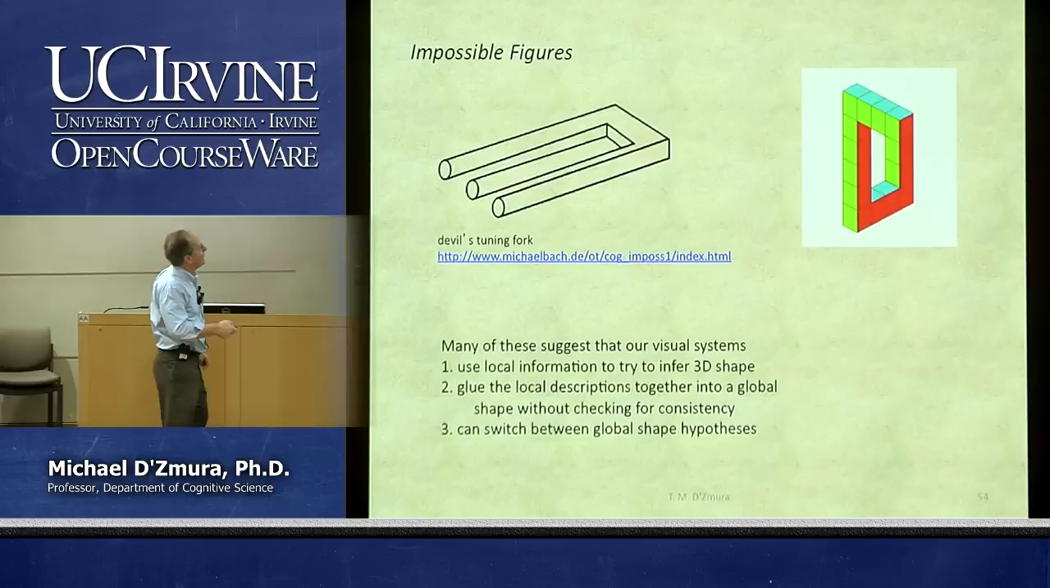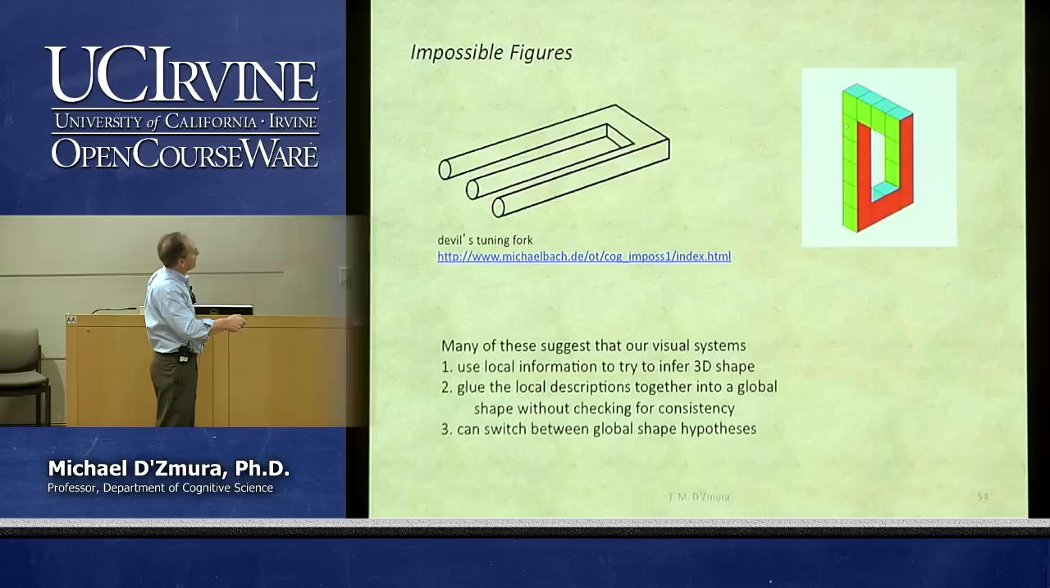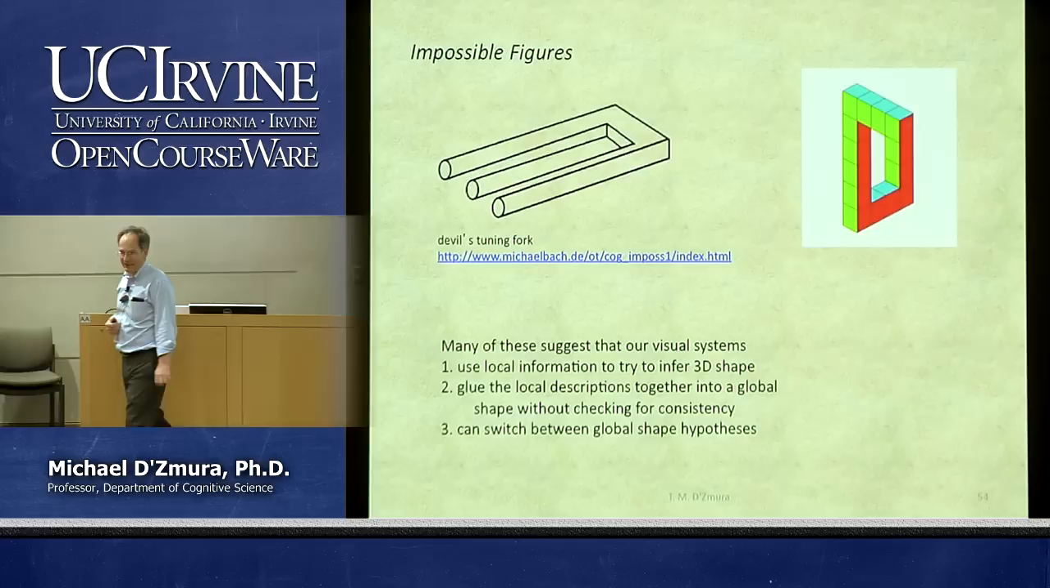When we look here, each corner looks okay. If you can sort of block out all the corners but this top left one, you'd say, yeah, that's fine. This one down here at the bottom left is fine. The one in the bottom right is fine. It's only when you look at all four corners together that you have this anomalous, impossible figure.